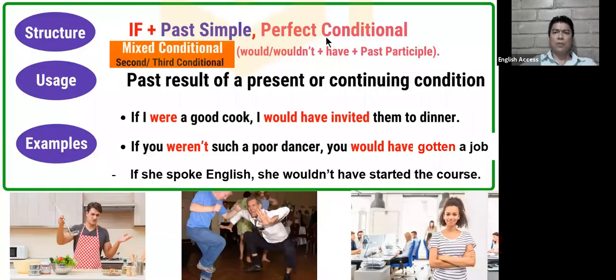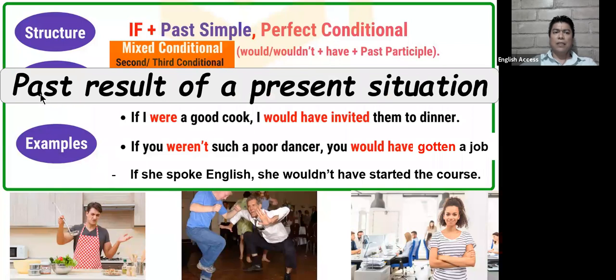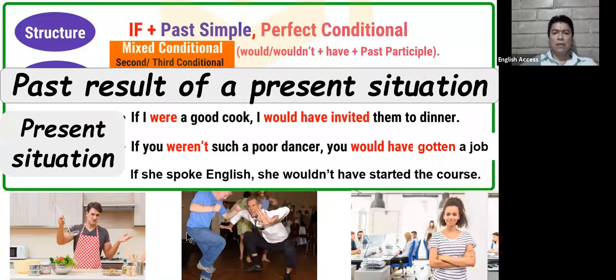If past simple, perfect conditional: this is the past result of a present situation. We have some examples right here. These are the present situations. Present, if I were a good cook, is present with the expression if, my verb goes in simple past. Present situation, if I were, if you were.